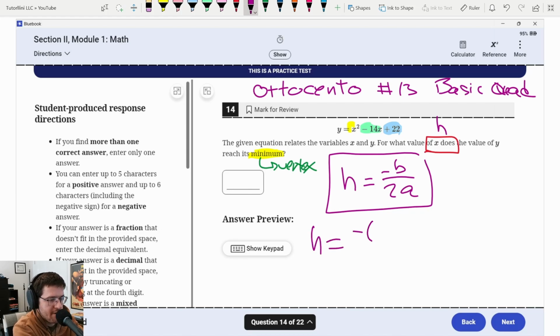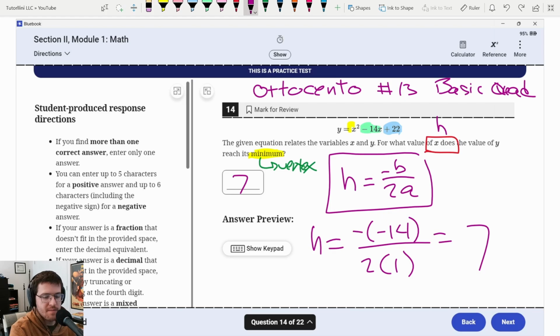So we're going to do negative 14 over 2 times 1. So I get 14 over 2, which is 7, which is our answer. We can also do this entirely on Desmos, so let's go do that.